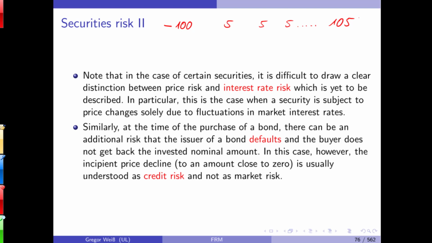You pay 100 if it's issued. You give a loan to the company in the amount of 100 euros, and you will get 5 euros each year as an interest rate payment. And in the end, you will get the 5 interest, and you will get your notional value back. So you will get 105. That's a simple cash flow for a corporate bond. Same with a government bond and a sovereign bond.